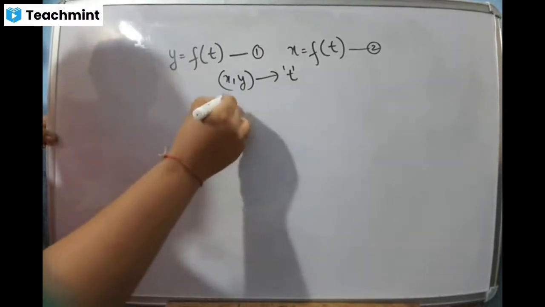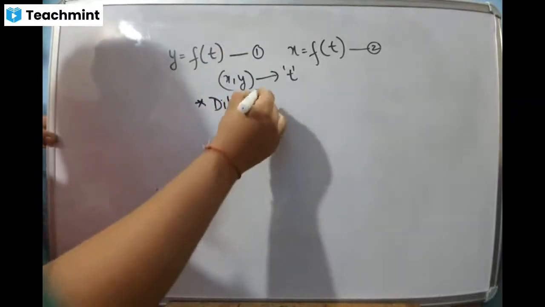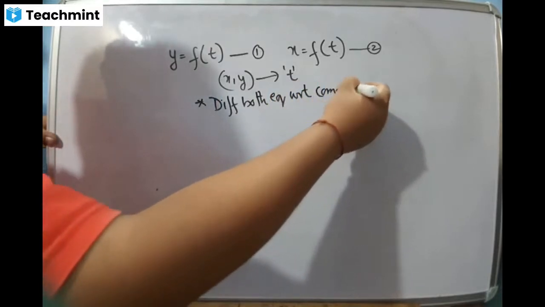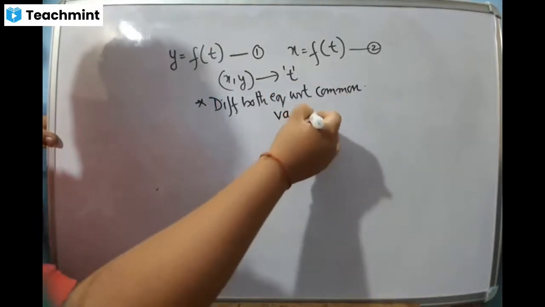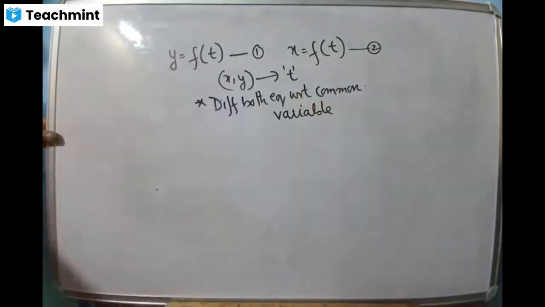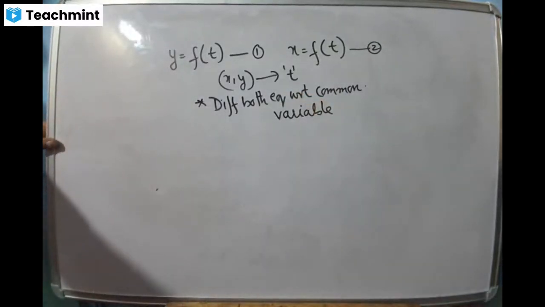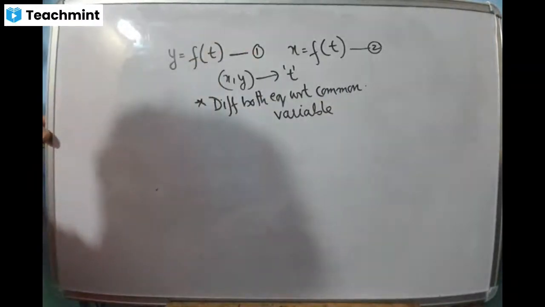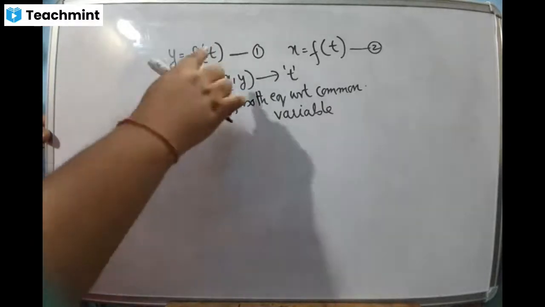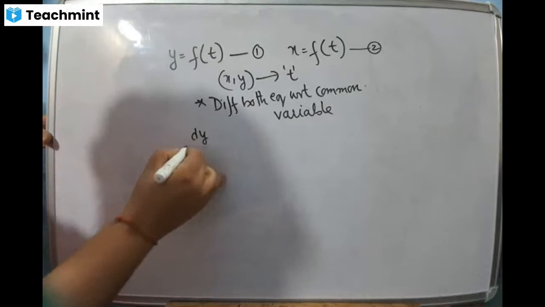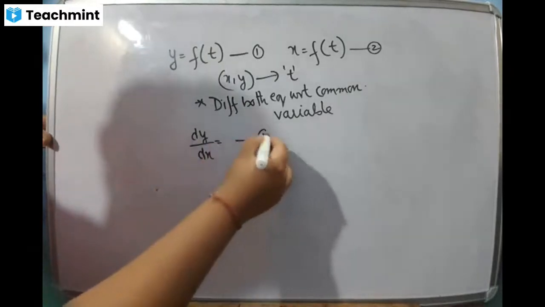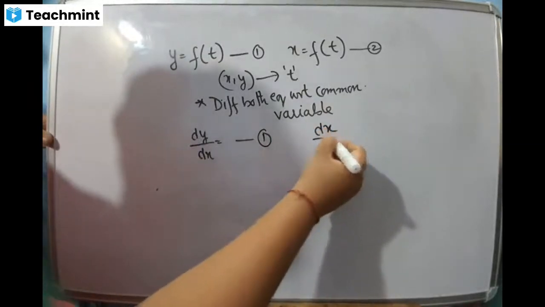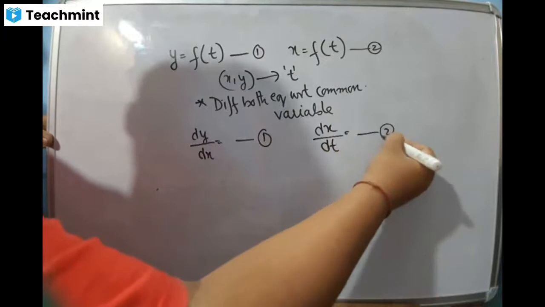The technique to be used is that you need to differentiate both equations with respect to the common variable. For example, in this case the common variable is t, isn't it? So when you differentiate this with respect to t, you are going to get dy by dt equal to something, that is equation 1. And from the second equation, if you differentiate with respect to t, you are going to get dx by dt equal to something, that is equation number 2.